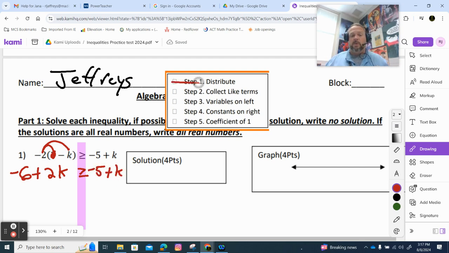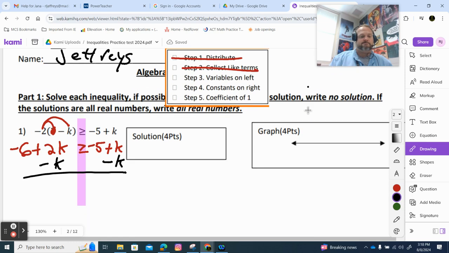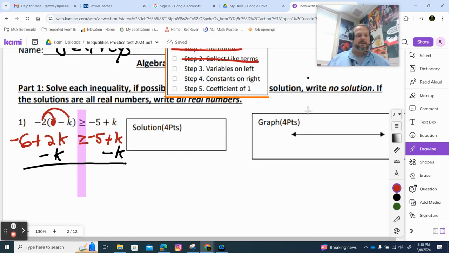All right, step 1. Collect like terms that are on both sides of this highlighted line. These are on different teams. That's a number, that's a variable, that's a number, that's a variable. Variables on the left. So I'm going to move this over here to this by subtracting. Negative 6. Let's see, I have 2Ks.